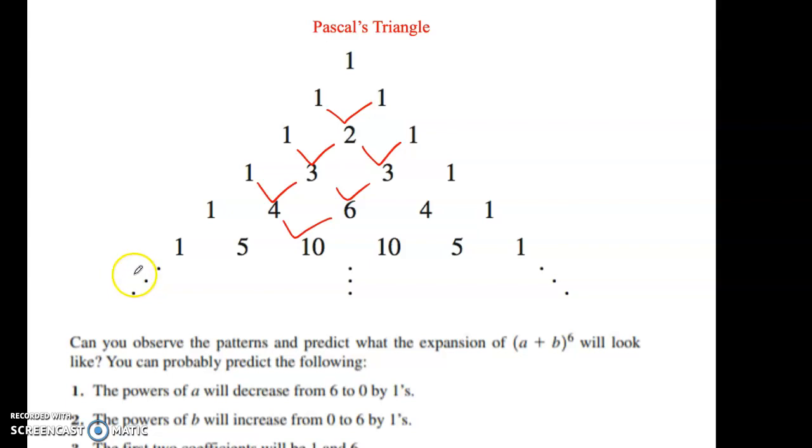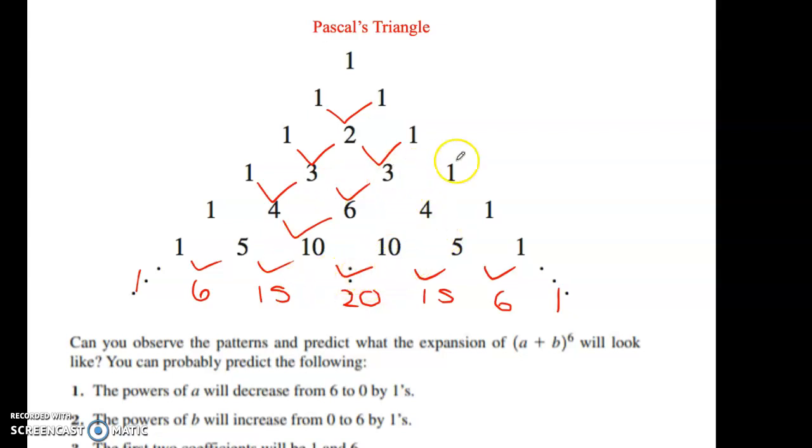If I wanted the next row, the exterior is 1. 1 plus 5 is 6. 5 plus 10 is 15. 10 plus 10 is 20. 10 plus 5 is 15. 5 plus 1 is 6, and we get a 1. As you can see, there's symmetry, and once you start figuring out the pattern, you can just write the rest of the pattern down backwards.